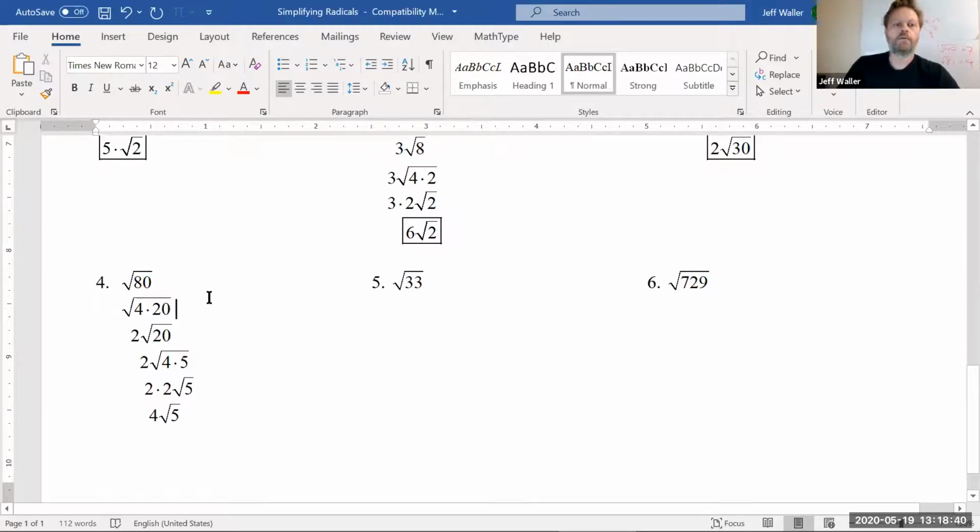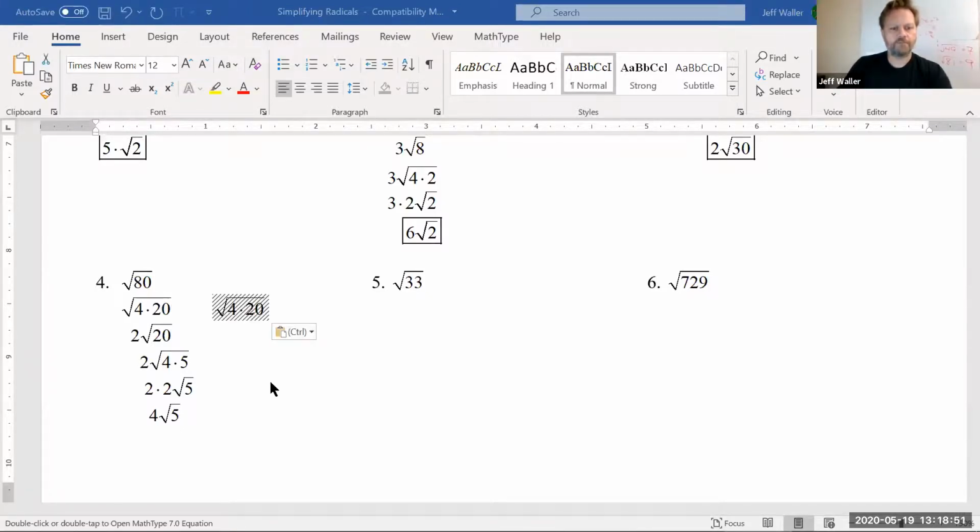Now, right up here, there's actually 2 other methods I want to show you. Right up here, you could have realized that 20 has another 4 in it. So you could have written, before you go any further, you could have written this like this.